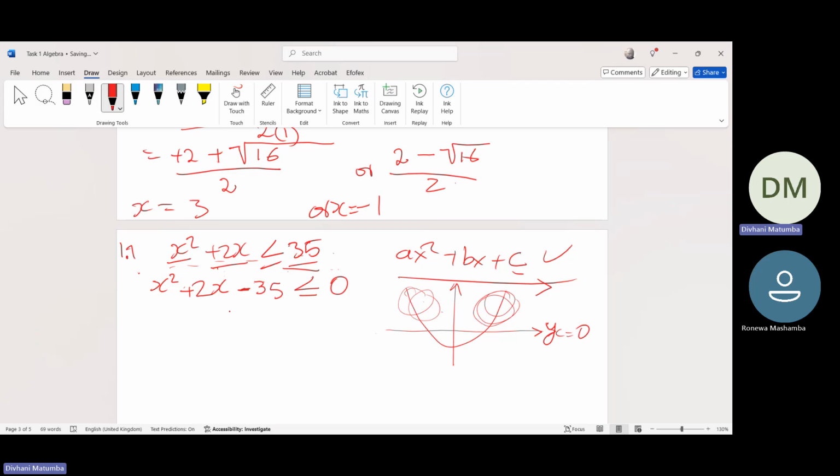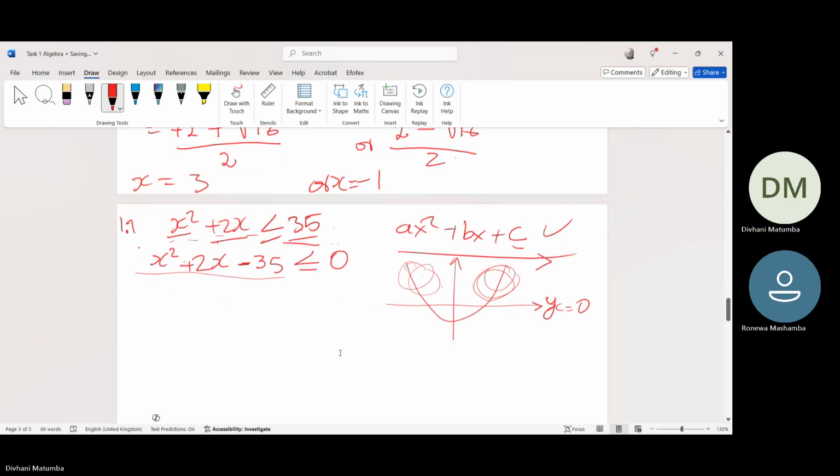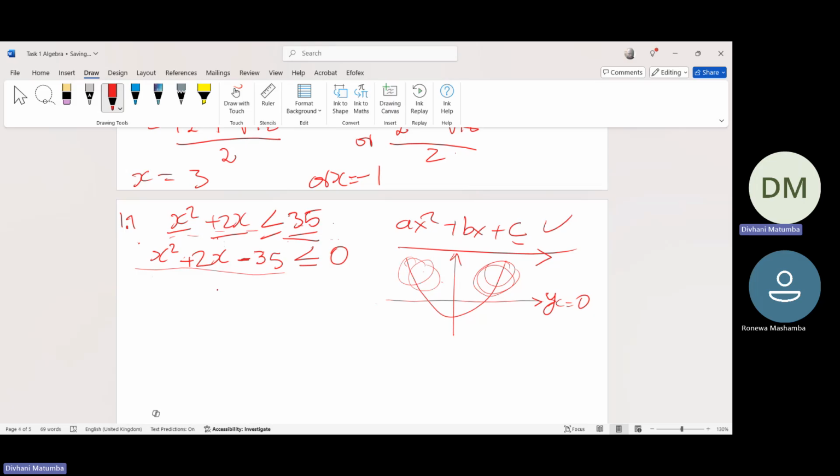So let's see. Now, are you able to factorize this function? Or are you able to find the values of x? Let me say it in that way.